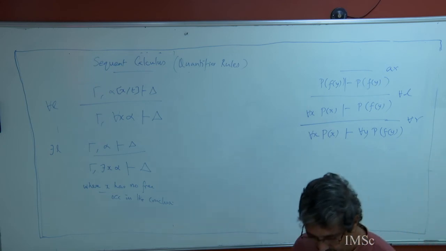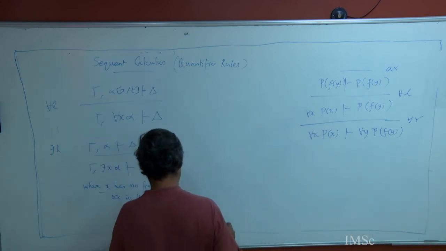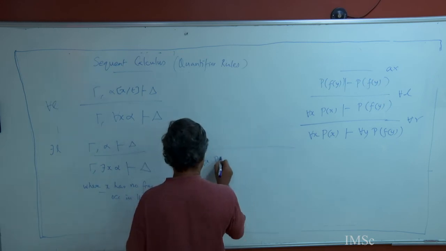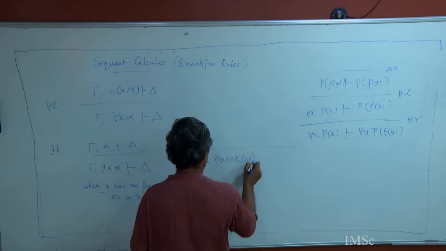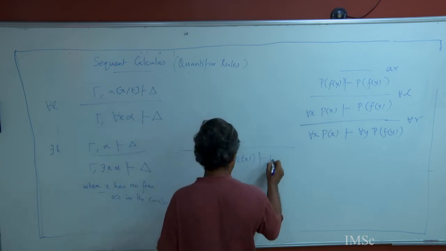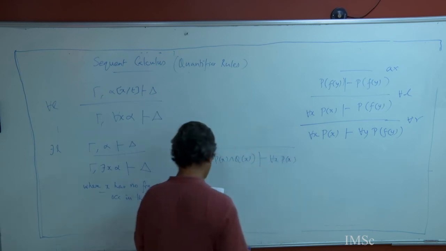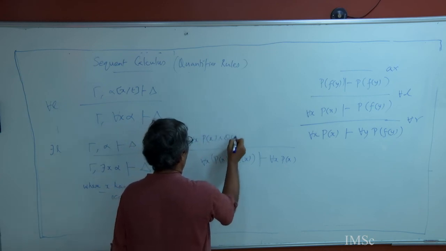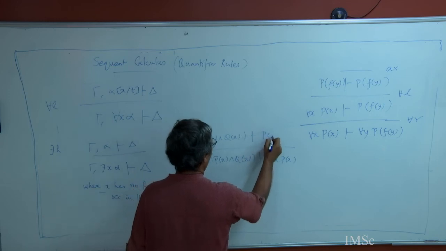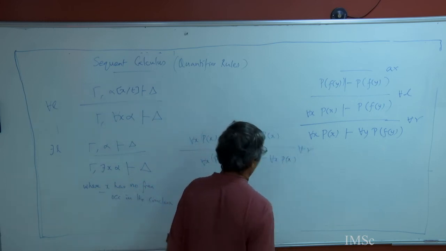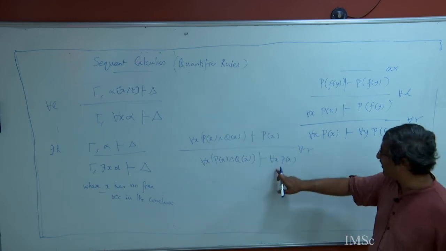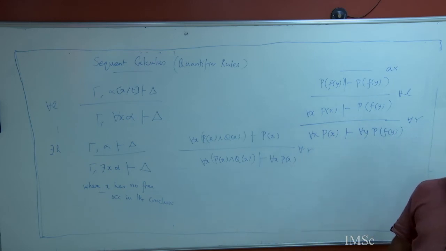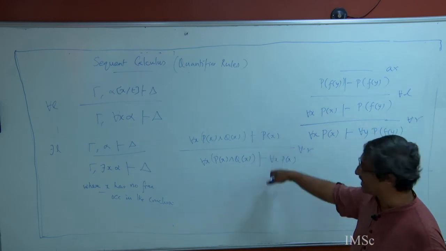So some more. Here is one. Again, I'm only doing obvious inferences. I want to get for all x px. So once again, I can write why? Because going from here to here, there is no free occurrence of x anywhere in the conclusion. Below the line, there is no free occurrence, and therefore I am allowed that.